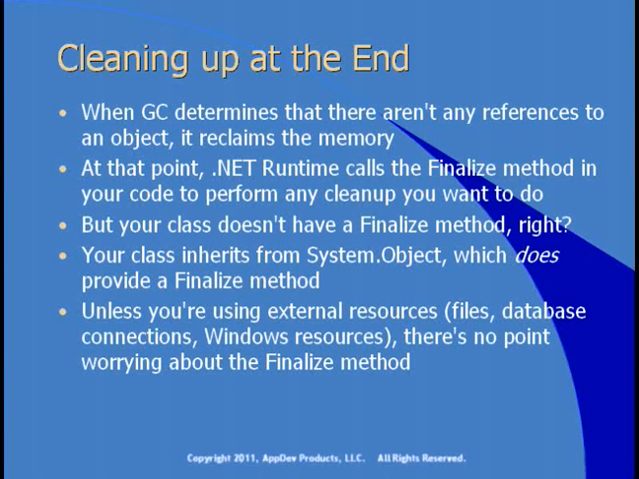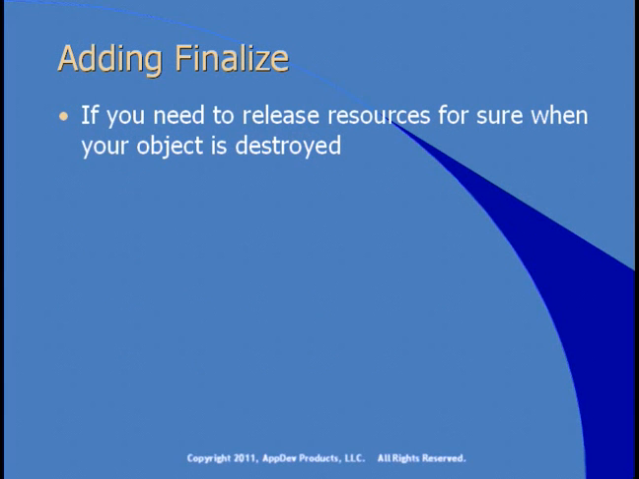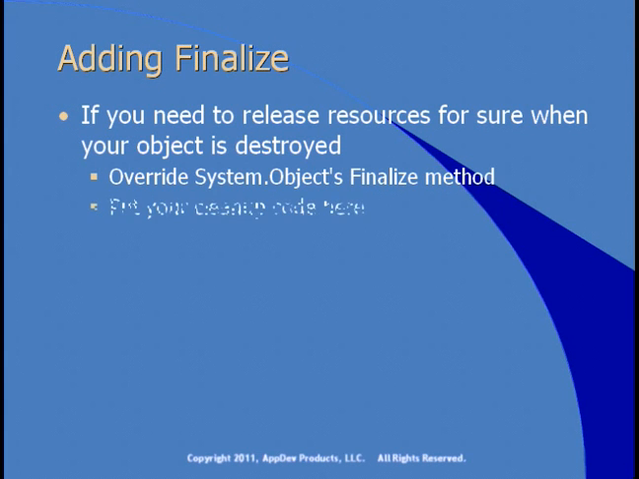The only reason you have to worry about releasing resources when your object gets destroyed is if you're using some unmanaged object, like a file or a database, or something that isn't under .NET's control. At that point, you might need to release a database connection or release some memory used by some Windows object or something that isn't part of .NET, and you would put that code in your Finalize method. If you need to release resources for sure when your object is destroyed, well then you need to override the System.Object's Finalize method, and you would put your cleanup code there.